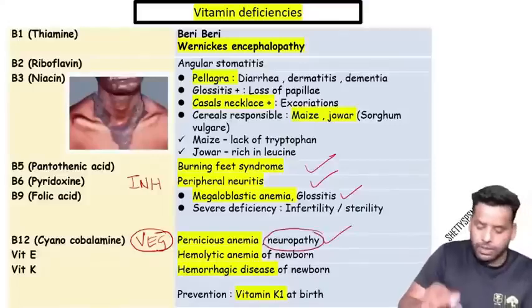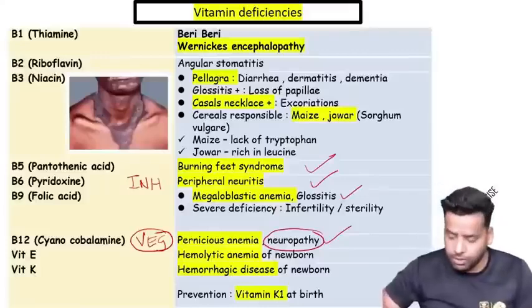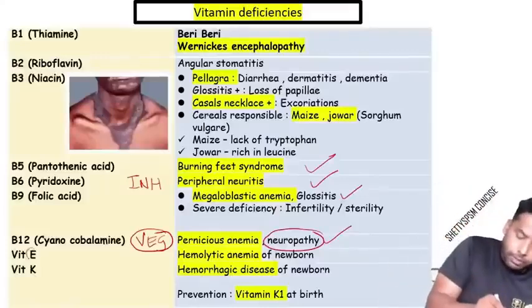Neuropathy usually. Sometimes can lead to pernicious anemias also. One is vitamin E, one more is vitamin K.